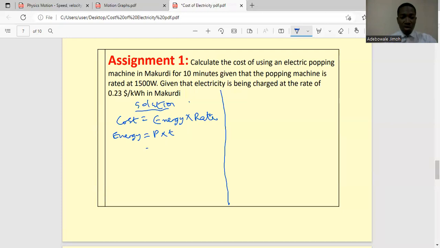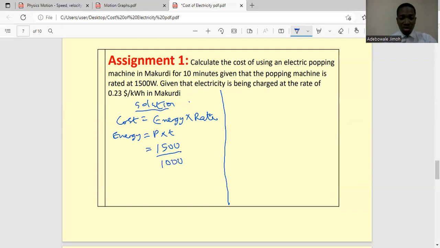What's the power? Our power is 1,500 watts. We have to convert our power from watts to kilowatts, okay? By dividing it by what? You divide it by 1,000. So our power is 1,500 watts. You have to divide by 1,000 to convert it to kilowatts.